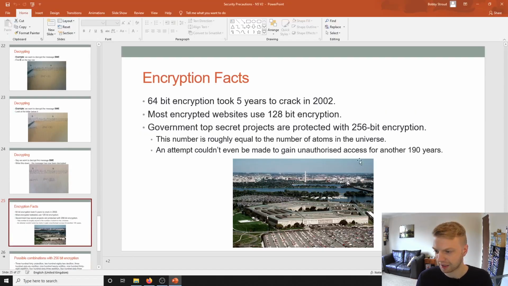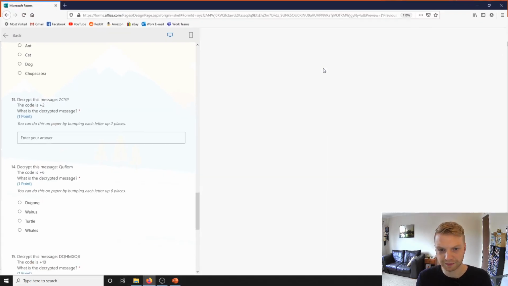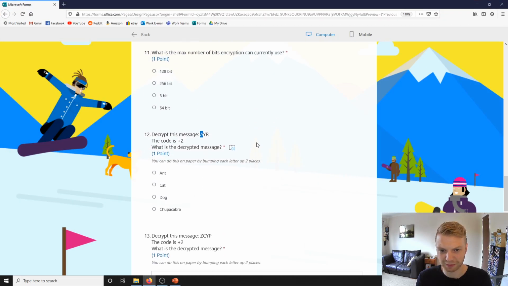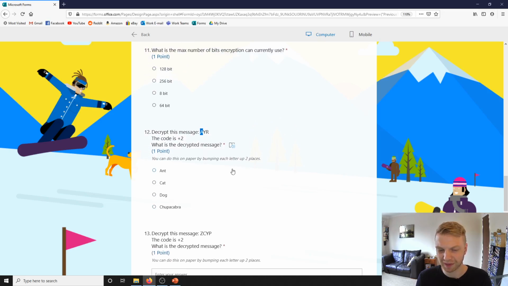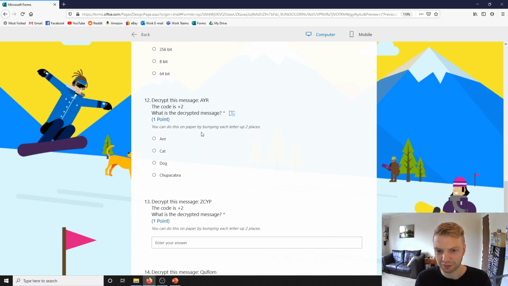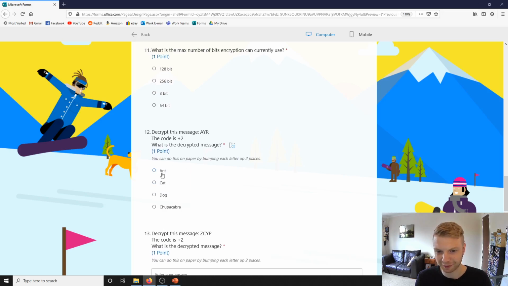So I'll come back to this in a second. In the quiz, you'll need to get a pen and paper to work this out. Maybe not the first one, it's pretty easy. So decrypt this message, AYR. Again, it's +2. So you would add 2 to A, so that would be C, and then you just keep going that way. And you can probably work out what it is just from that. So we've got 4 options, only 2 of them start with C, and 1 of them is way too many letters. So this one is quite obviously cat.